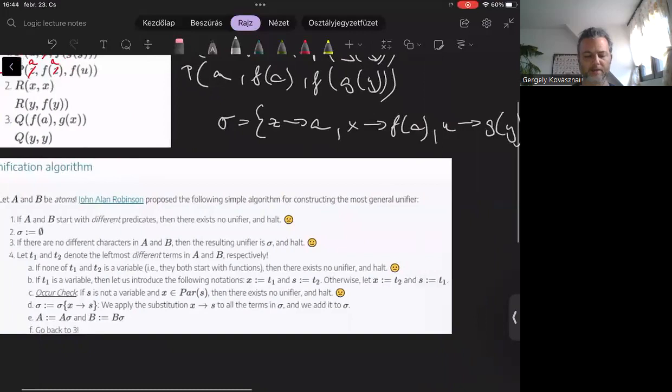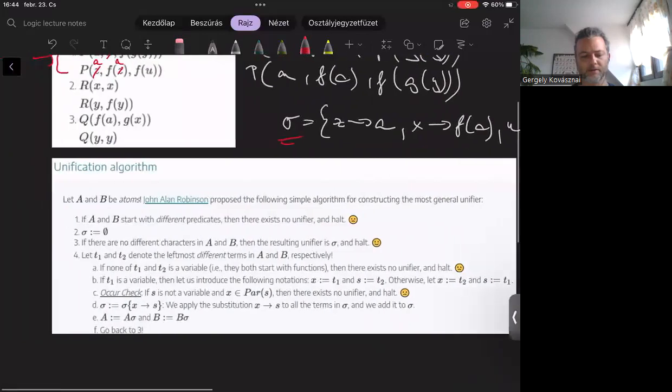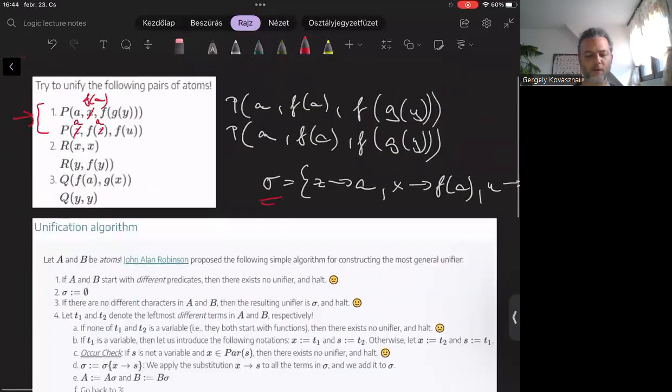Only in this case, only in step 3, the algorithm can result with success, and you can find the output of the algorithm inside sigma. So this is what we were looking for: a unifier, a set of necessary substitutions which make the two atoms the same. Okay, so we are done with the first part of the exercise.